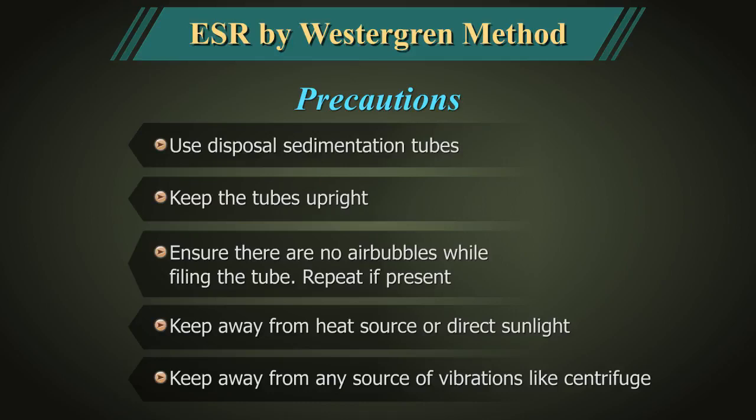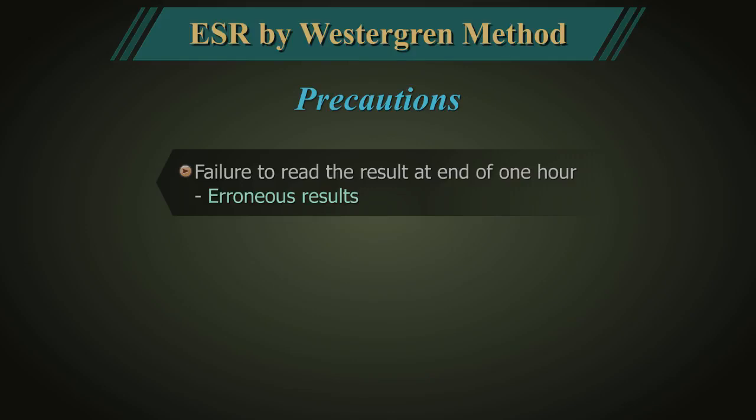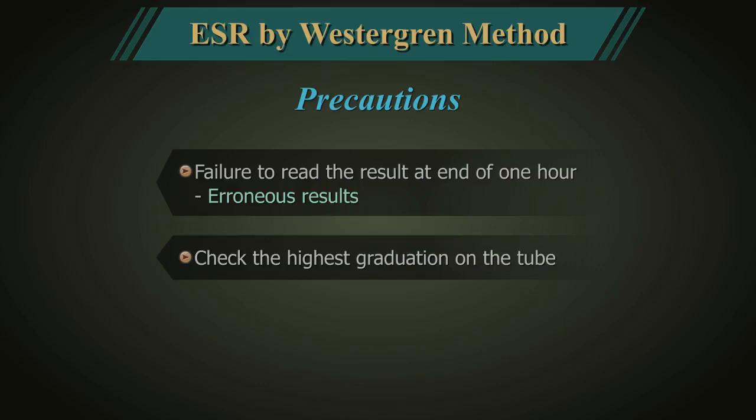Take care that the test is not performed near a heat source or direct sunlight. Do not perform the test adjacent to a centrifuge or any instrument that causes vibration. Failure to read the test at exactly 1 hour will lead to erroneous results. Always check the highest graduation on the tube. This will give you the linearity of the test. If inter-lab comparisons are used as a method for proficiency testing, confirm that the other lab also performs tests with tubes of the same graduations.